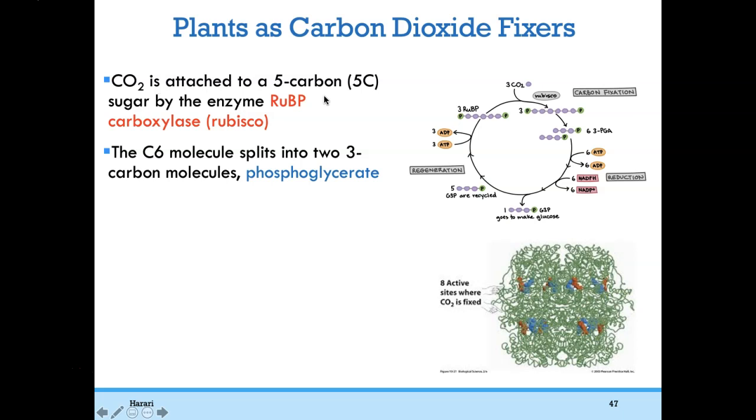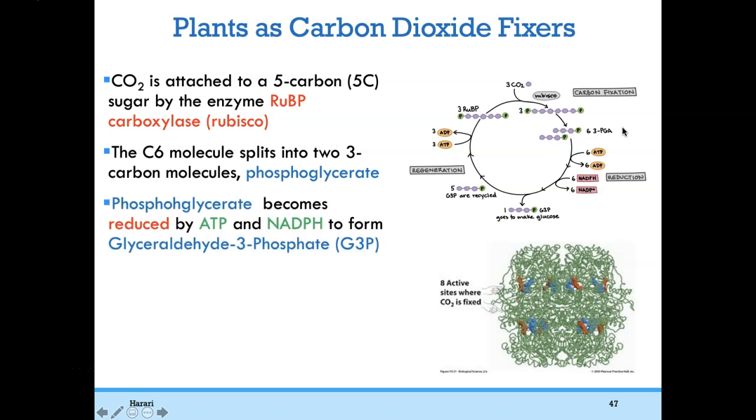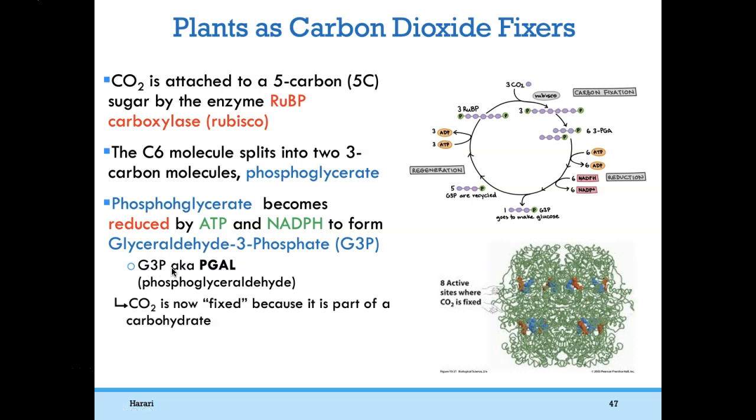After CO2 is added to a 5-carbon sugar by Rubisco, that 6-carbon molecule splits into 2 3-carbon molecules called phosphoglycerates, or PGA. Phosphoglycerate then becomes reduced by ATP and NADPH to become the high-powered glyceraldehyde 3-phosphate, also known as G3P or PGAL. I want you to remember G3P for sure, because G3P is what goes on to make the glucose.